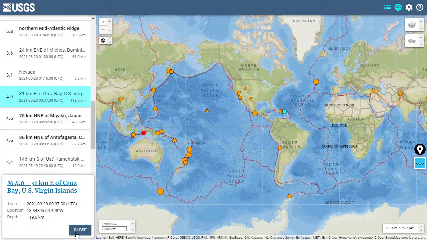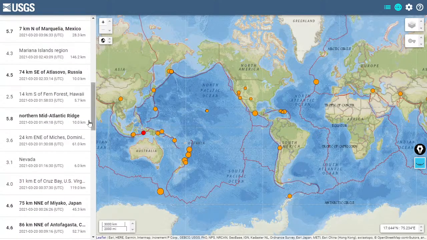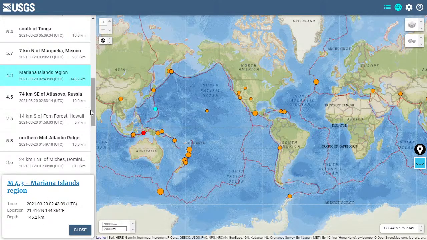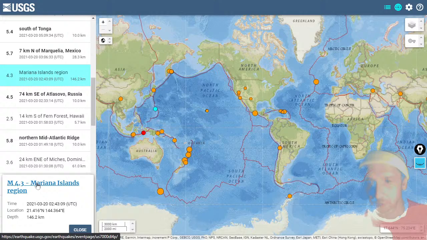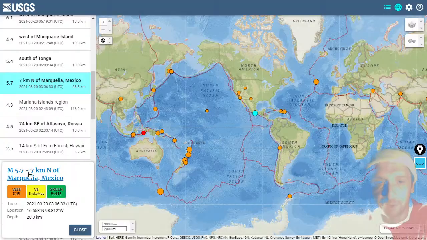4.0 at the Virgin Islands, another deep quake there in the Caribbean. So a couple small deep quakes in the Caribbean, not uncommon. Not sure it's relevant to anything at all. 4.3 in the Mariana Islands. Oops, not the Marinara Islands. There are no spaghetti sauce islands, folks. It's the Mariana Islands. That's what it's called. Small deep quake there. Oh, we saw a 5.7 in Mexico.